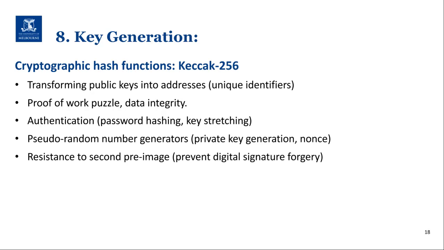Specifically, Ethereum uses a cryptographic hash function called Keccak-256, which is computationally efficient, is sensitive to any change in the message, and is pre-image resistant as well as collision resistant. So the resistance to the second pre-image is primarily important to prevent digital signature forgery in Ethereum.